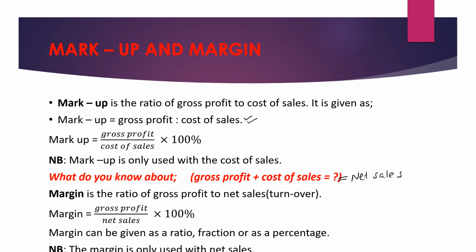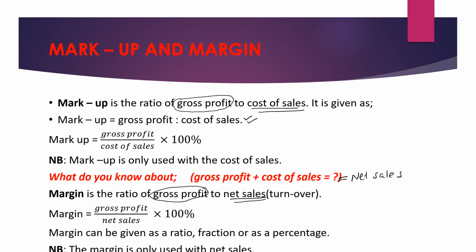Now, margin. Margin is the ratio of the gross profit to net sales. Remember, when we are talking about the markup, it was the gross profit to the cost of sales. Something which is coming out clearly is that the gross profit doesn't change. Gross profit to the cost of sales for markup, then gross profit to the net sales for the margin. Net sales can also be called the turnover. So sometimes when you come across the word turnover, know that it means the net sales in a business.